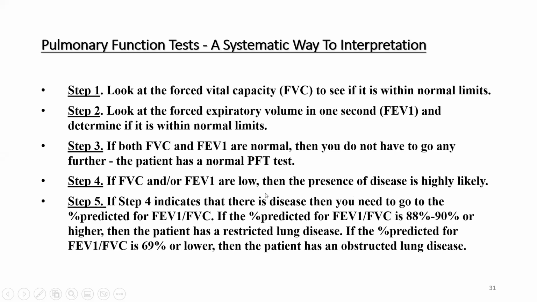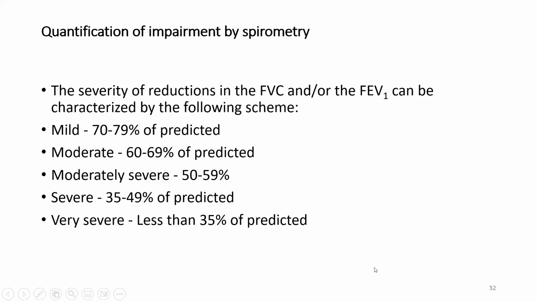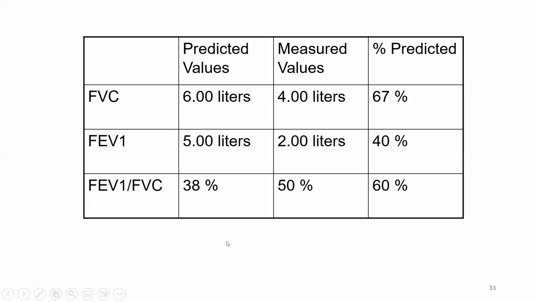Both FEV1 and FVC are diminished, but the ratio is preserved or even increased. If the percent predicted for this ratio is 69% or lower, then the patient has obstructive lung disease. This is a quantitation of severity. From 70 to 79, this is mild. From 60 to 69, this is moderate. From 50 to 59, this is moderately severe. From 35 to 49, this is severe, and less than 35% is very severe.